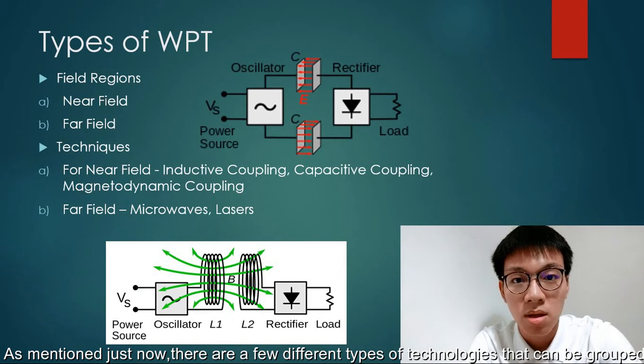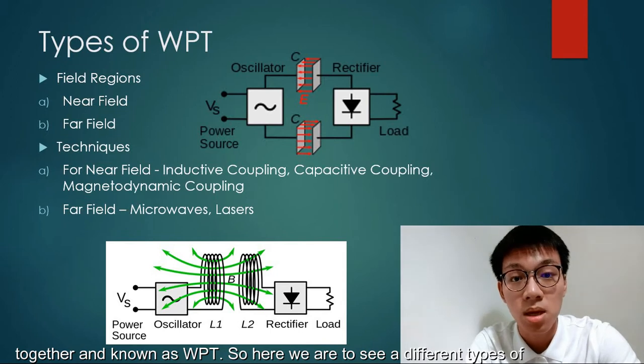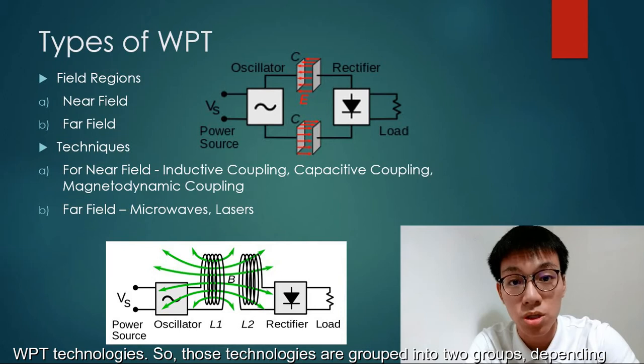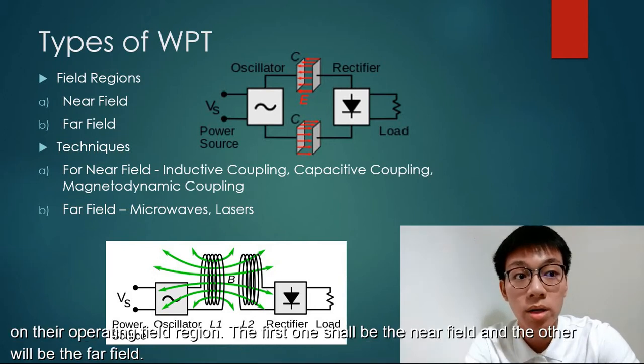As mentioned just now, there are a few different types of technologies that can be grouped together and known as WPT. So here we are to see the different types of WPT technologies. Those technologies are grouped into two groups, depending on their operating field regions. The first one shall be the near field and the other will be the far field.